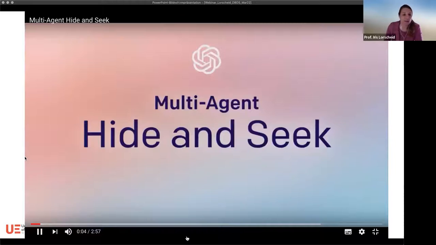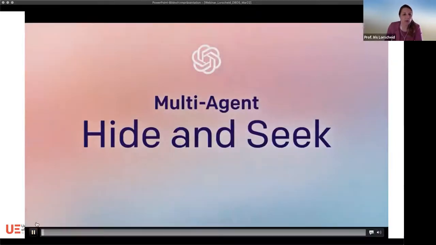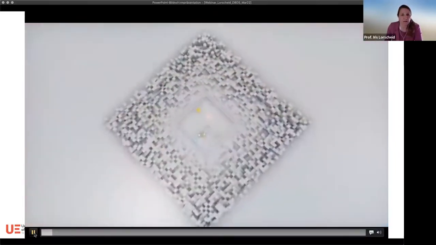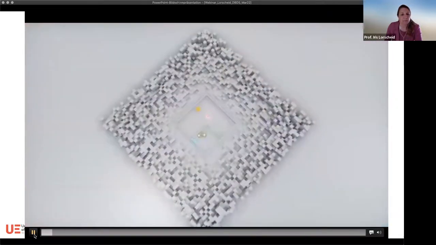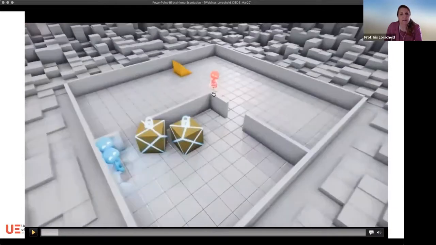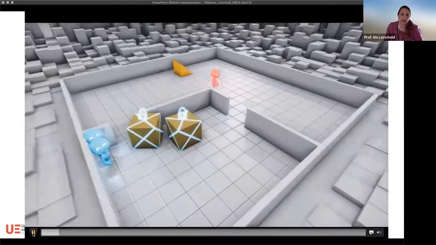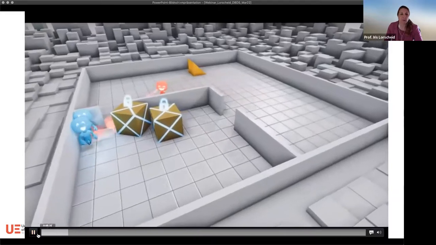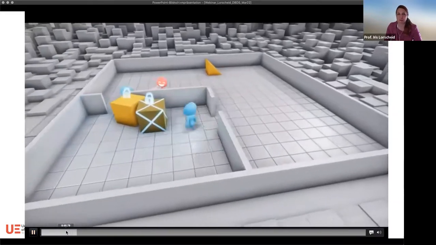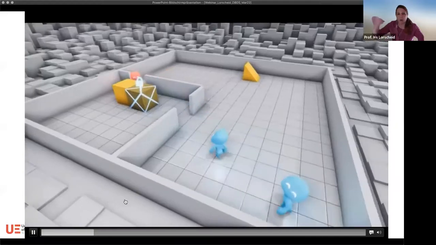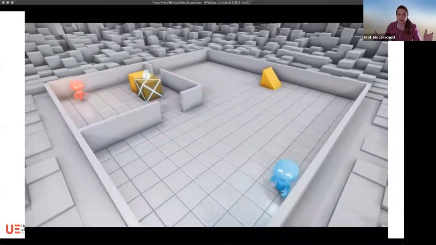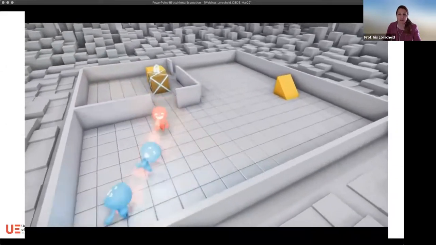Let us go to an example. So this is hide and seek. Sorry for that. The red guy here has the task to catch the blue guys, and it gets points for that. The blue guys get points when they can successfully hide. In the beginning, it's just a random walk. They just walk around randomly, trying things out, and no one is successful, really.